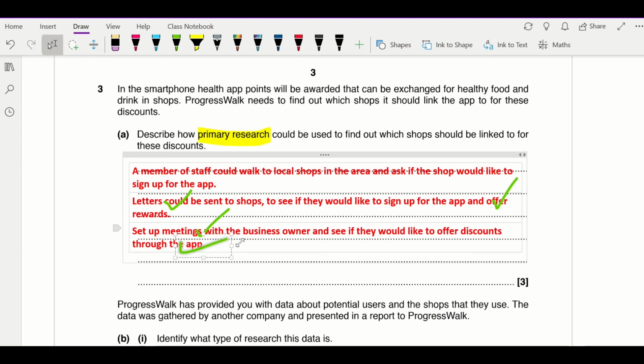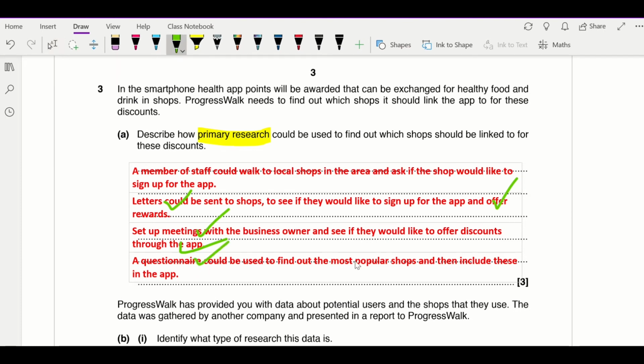And you could also go for, you could also have a questionnaire, which is another primary source of information. So a questionnaire could be used to find out the most popular shops, and then include these in the app. Okay, so once again we've got our primary source information, and then how we're using it. We're going to find out if they're the most popular, and then we're going to include them in the app as well.